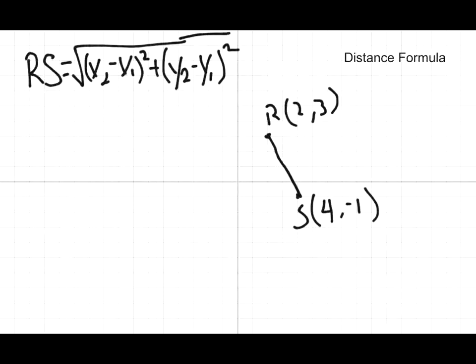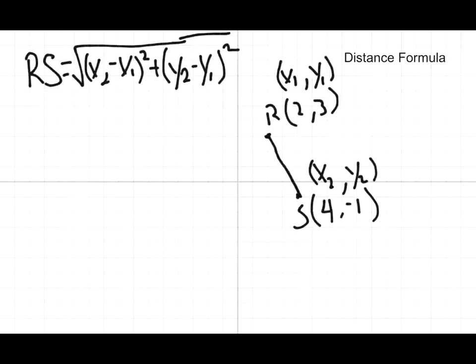People always get confused, well, which one's x sub 1, which one's y sub 1? It doesn't really matter which one's sub 1 and sub 2, as long as you keep it consistent. So right now we'll call point R as the sub 1s, so that'll be x sub 1, y sub 1, and our other point of S we'll call x sub 2, y sub 2.